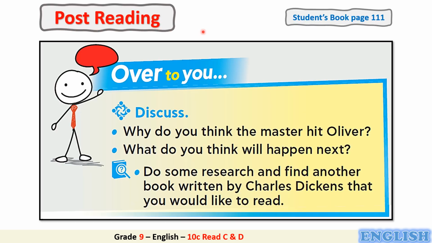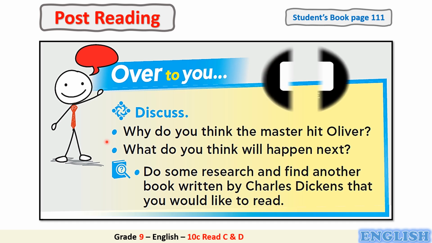This is a post-reading activity in the student's book, page 111. Over to you. Discuss. Here we are going to discuss these two questions. Why do you think the master hit Oliver? What do you think will happen next? And here you can do a research. Do some research and find another book written by Charles Dickens that you would like to read. And you can keep this as a homework. Now, pause the video, think, then answer these two questions.